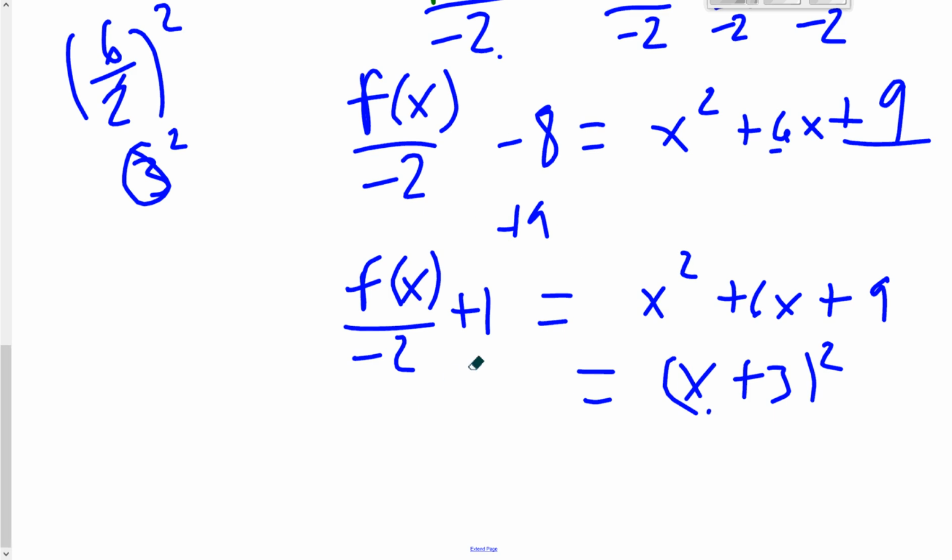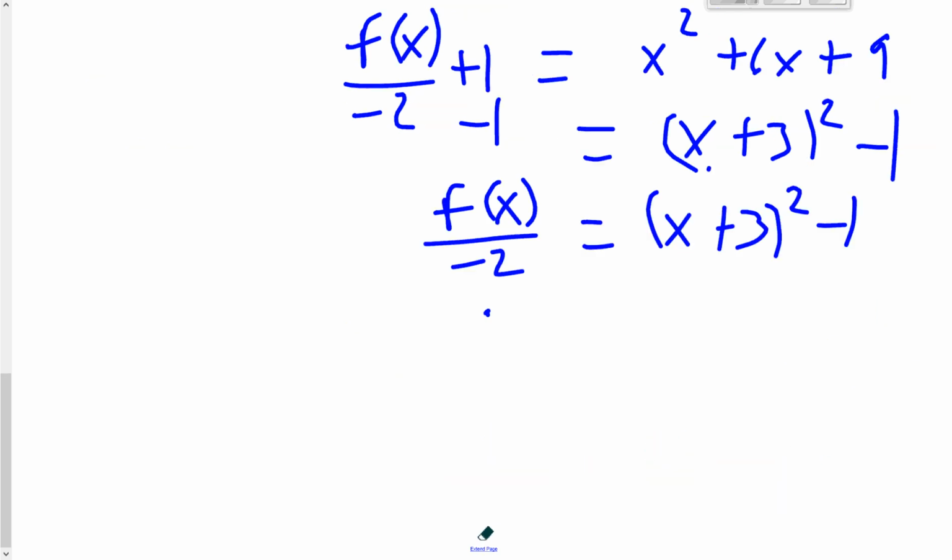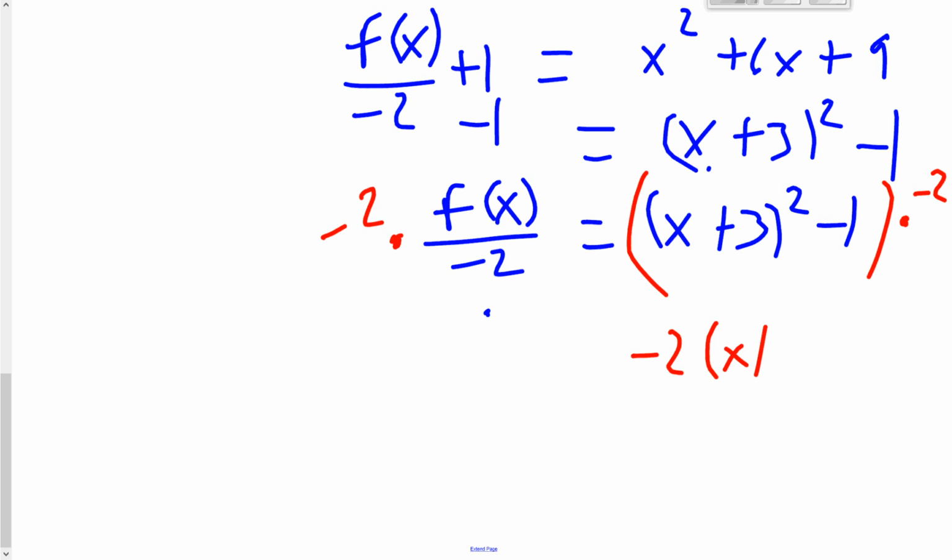Now we can go ahead and move over this old c to this side, so we can subtract on both sides, so then we just get f of x over negative 2 is equal to x plus 3 quantity squared minus 1. Now we can go ahead and multiply both sides by negative 2. So this whole entire side by negative 2, so that means I multiply this quantity that's being squared and the negative 1, so that makes a positive 2. And then this just becomes f of x because those fractions cancel. So there's our function in vertex form.